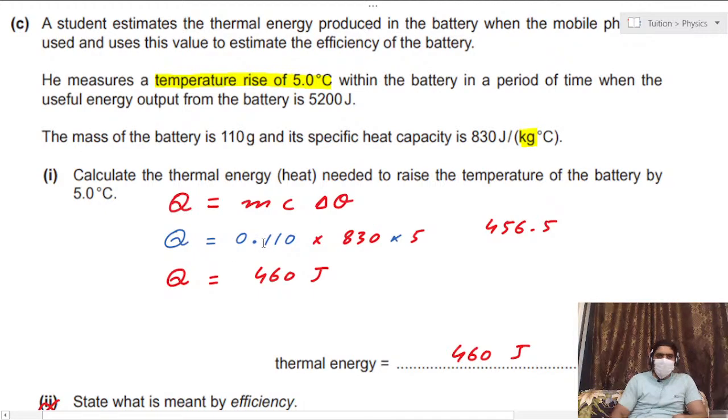Why do we use this? Because we converted mass into kilograms. Why do we have to convert it? Because this time we need to convert it because specific heat capacity is also given in kilograms. That's the reason.